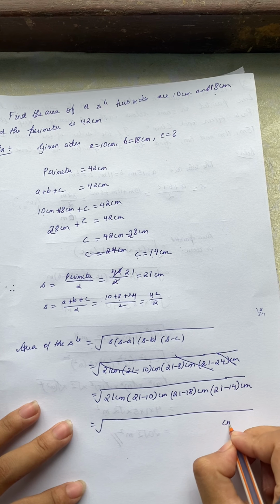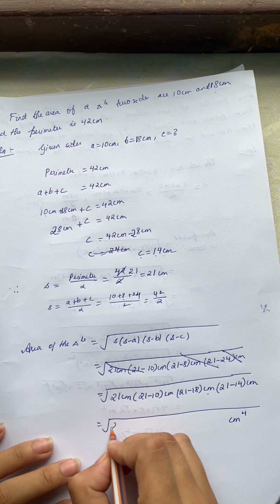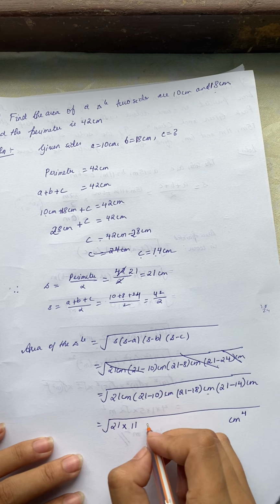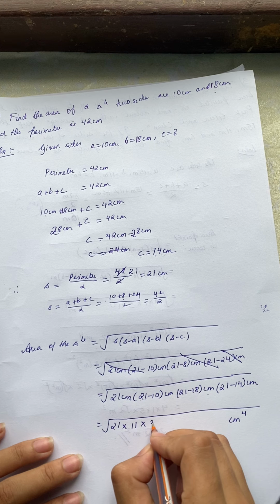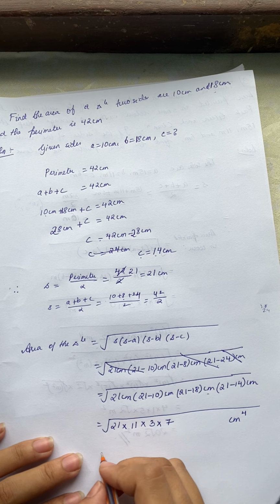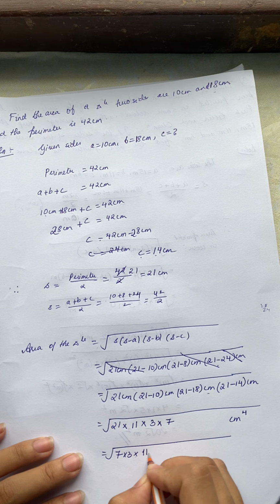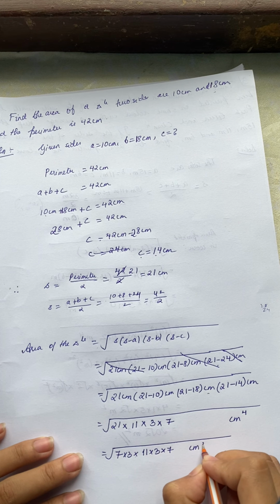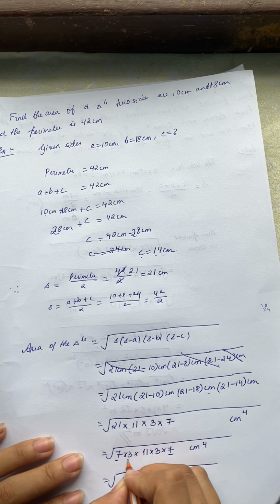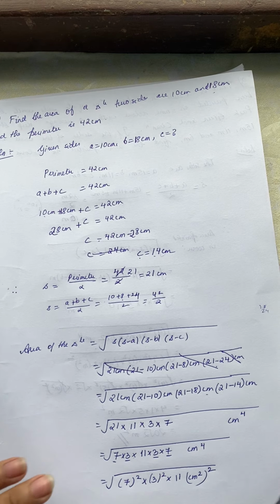Now open up the bracket. You see, put all the centimeters to one side, 1, 2, 3, 4, four times, okay? Now 21 into 21 minus 10, that is 11, into 21 minus 18, that is 3, and 21 minus 14, that is going to be 7, right? So you're left with this. Now you look at this. 21 is 7 into 3, so we have 7 into 3 into 11 into 3 into 7 centimeter to the power 4. You take this pair, 7 occurs twice, so 7 square into 3 into 3, so 3 square into 11 centimeter to the power 4, the whole thing under root.